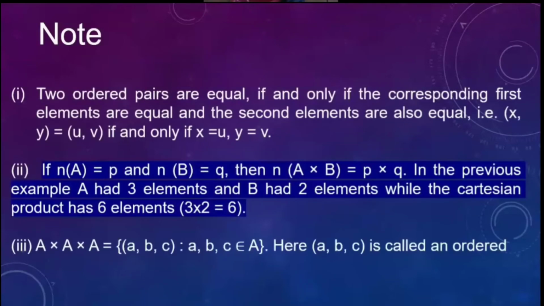In the same way, if you are multiplying with the same set again, then A into A, where the ordered pair will come 3 times, a, b, c, where a, b, c all belong to A, is called an ordered triplet.